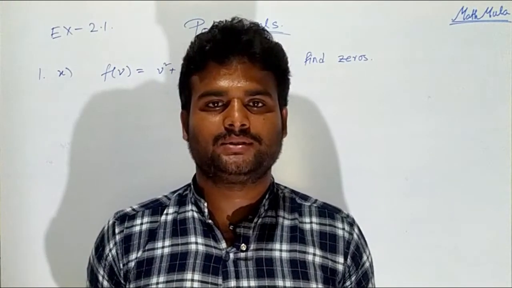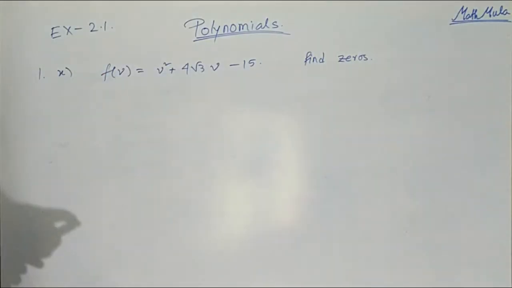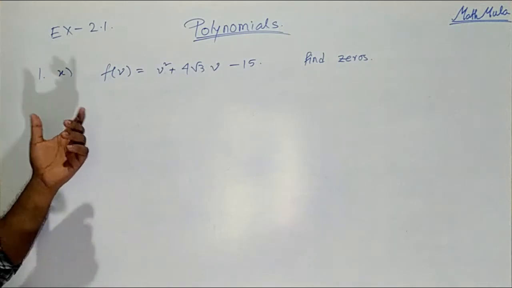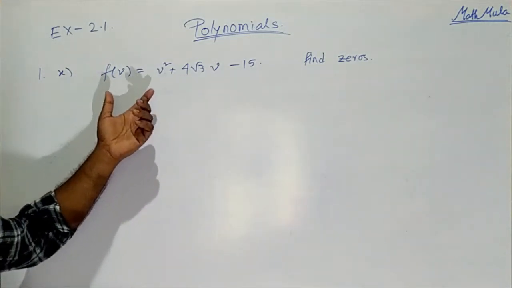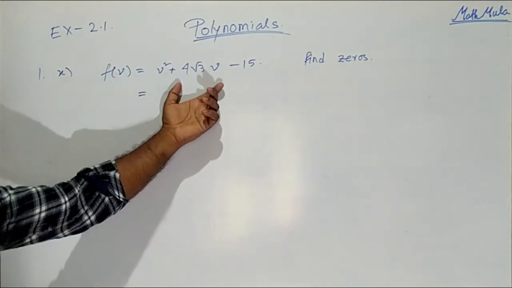Now we solve some important sums from exercise 2.1. Sum number 1 part 10. The given polynomial is f of v is equal to v square plus 4 root 3 v minus 15. Now find the zeros of this polynomial. First we factorize this expression by the middle term.